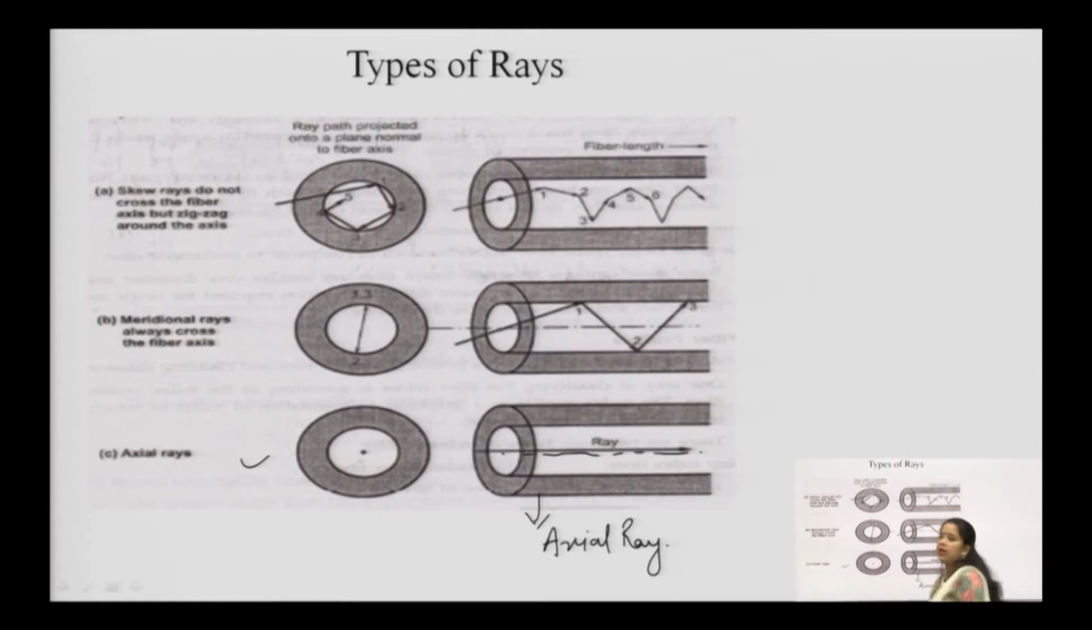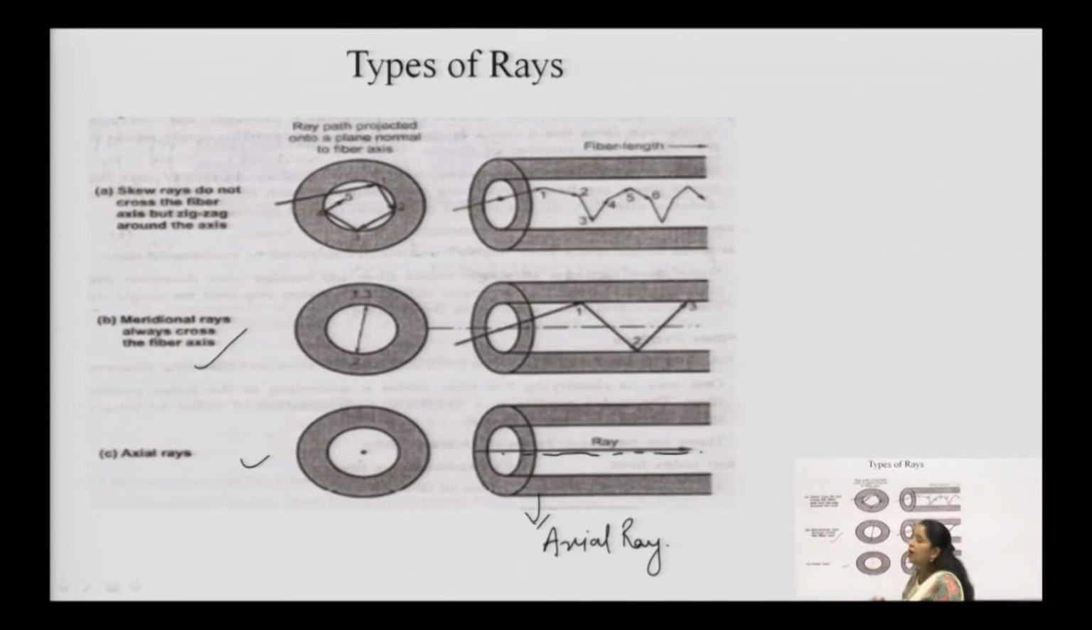And we can easily say that during the axial ray process only the losses will be minimum, but this ray travels inside the optical fiber in very less number. Now comes the meridional ray.